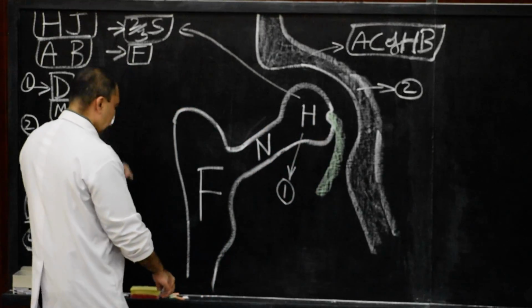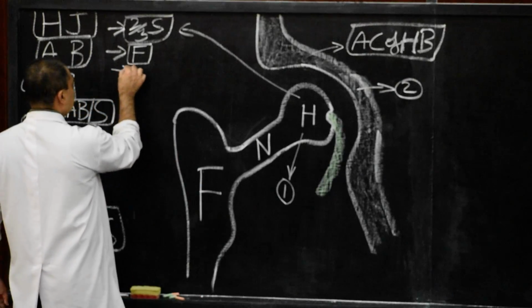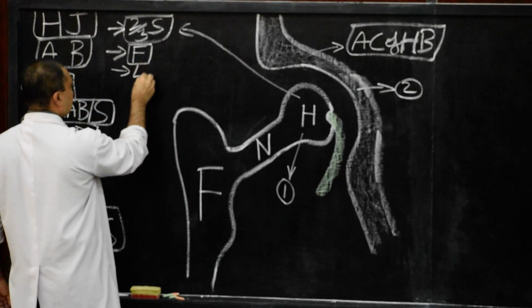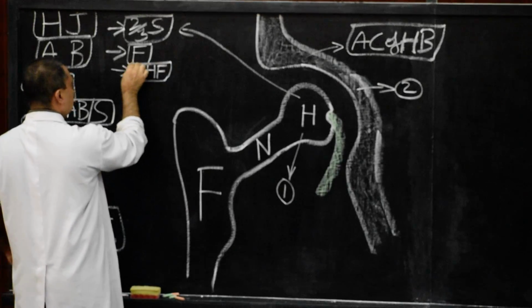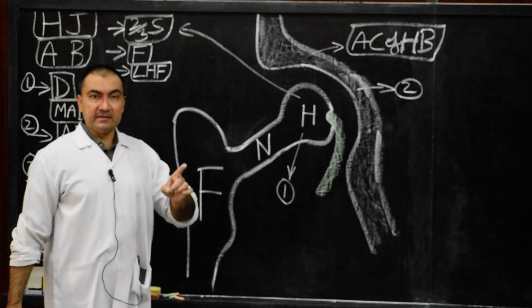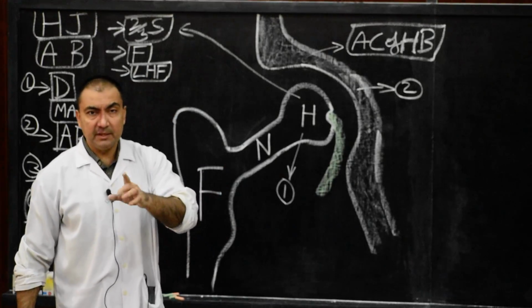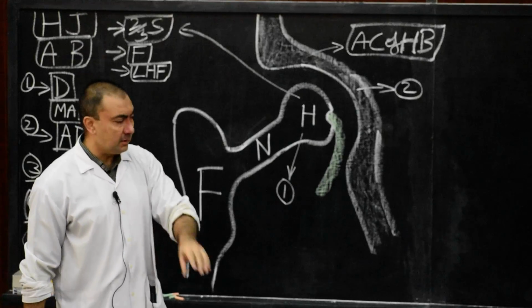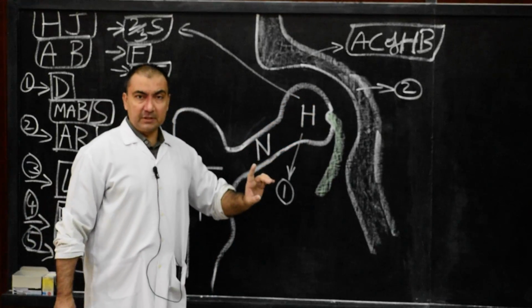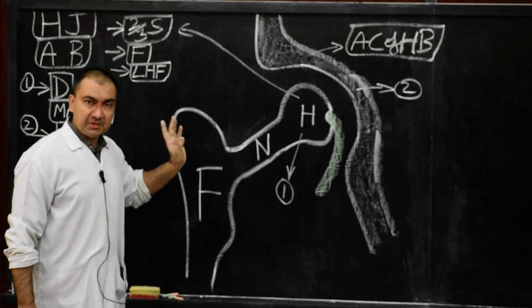The next point you can mark down: to this fovea there will be attachment of the ligament of the head of the femur, or it is called ligamentum teres. Either it is called ligamentum teres or ligament of head of femur, which is attached to the fovea. Fovea is a small depression in the middle of the head of the femur. These are the points which you need to mention.